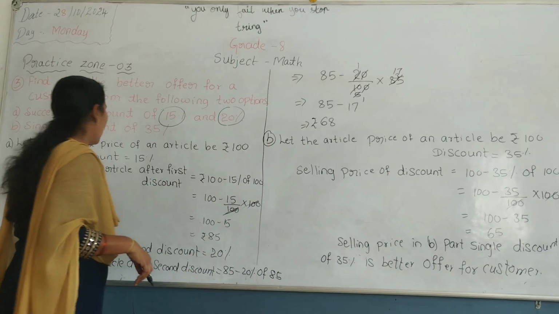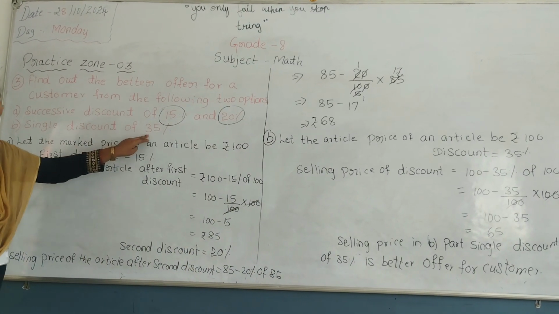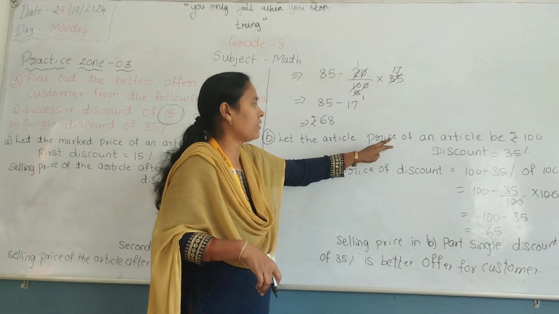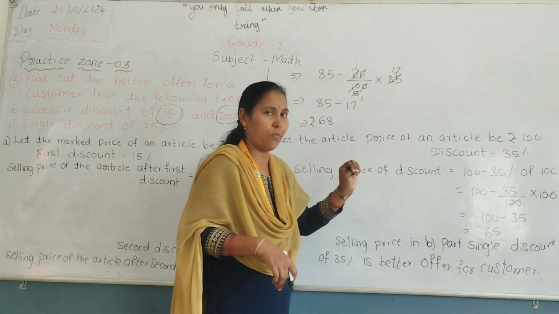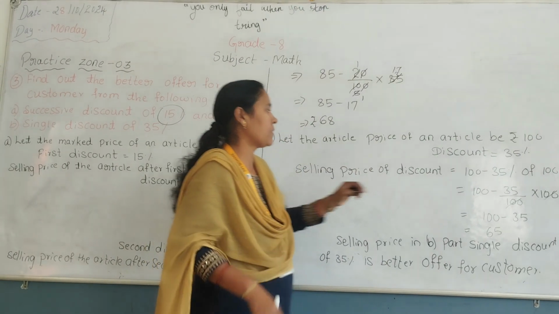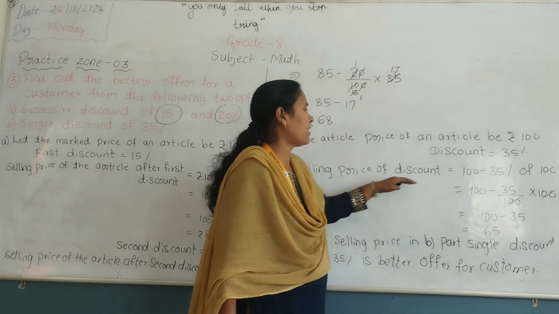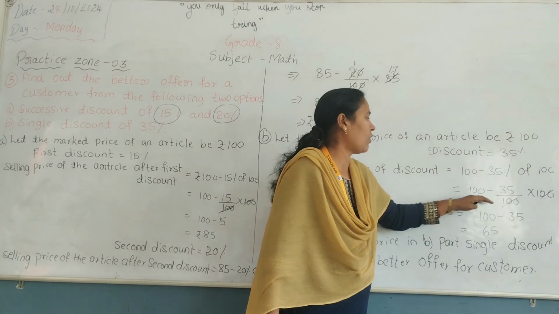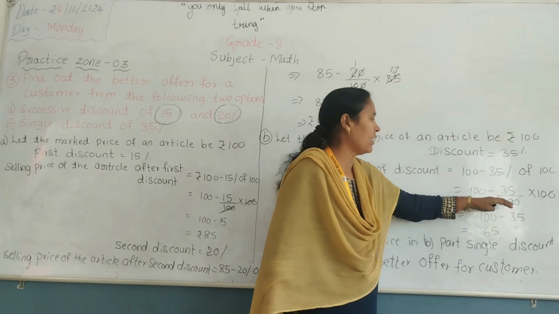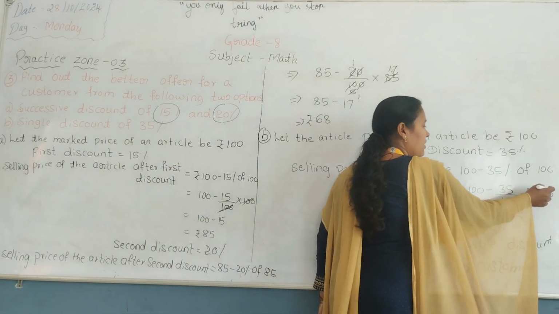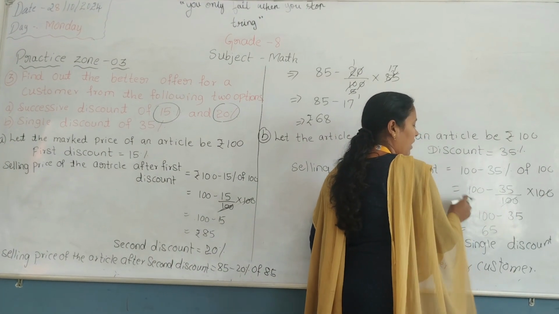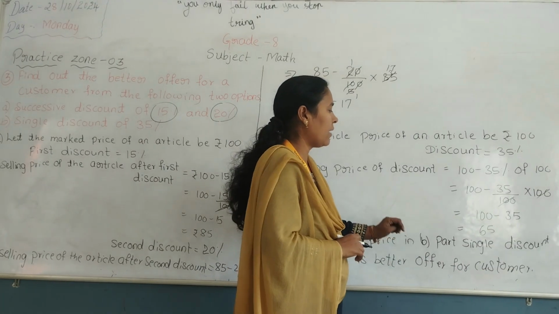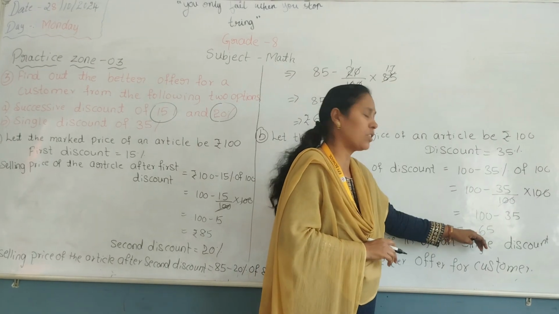Now for option B, we take a single discount of 35%. Let the mark price of the article be how much, children? 100 rupees. For how much percentage? 35%, children. Now the selling price after the discount equals 100 minus 35% of 100. Now 100 minus 35 by 100 into 100. 100 cancels, children. 100 minus 35, how much did we get? 65.